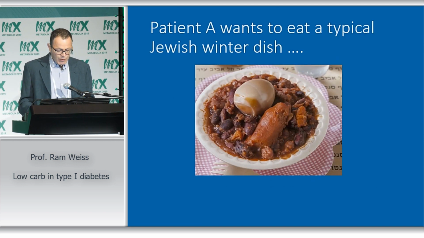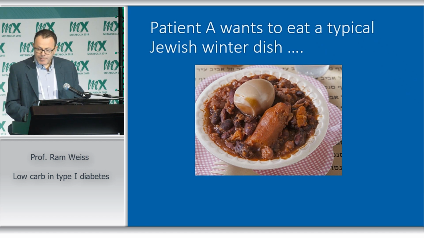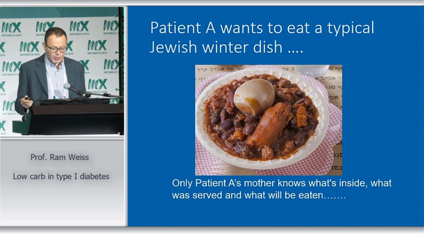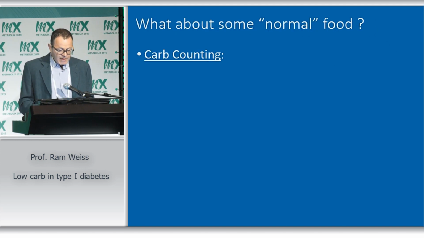So this is a typical winter Israeli Jewish dish, and that's what our patient wants to eat. It's called chamin, for those not familiar, for our guests. Only patient A's mother knows what's inside, what was served, and what will be eaten. So this is a guesstimate of how many carbs are going to be in there. So that's what happens when you eat what we call normal, and this is not actually normal food.